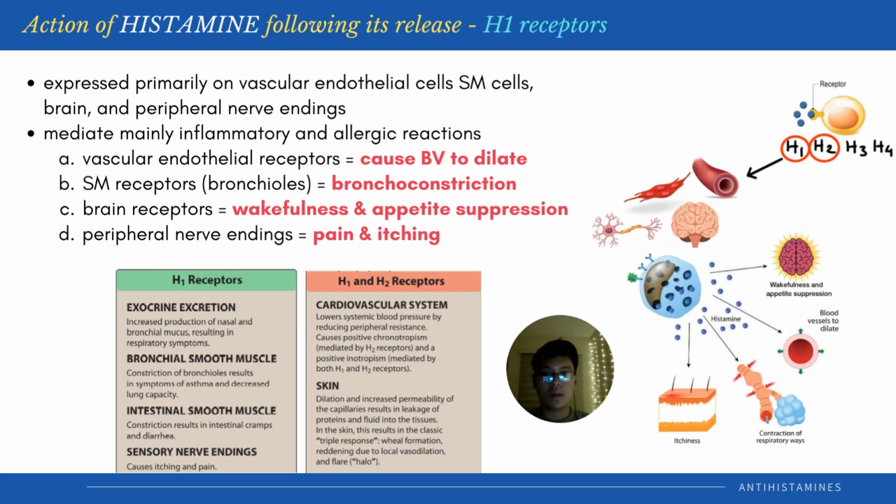Now, when histamine binds to the smooth muscle receptors, particularly the ones located on the bronchioles, it causes bronchoconstriction. Histamine also acts as a neurotransmitter within the central nervous system. So, histamine binding to the H1 receptors in the brain prompts other things like wakefulness and appetite suppression. And lastly, histamine-mediated stimulation of the peripheral nerve endings leads to pain and itching sensations.